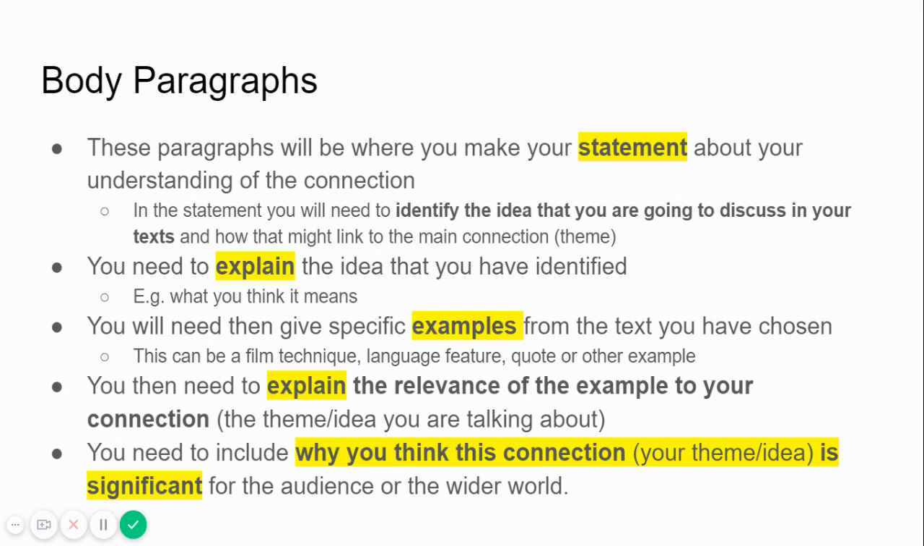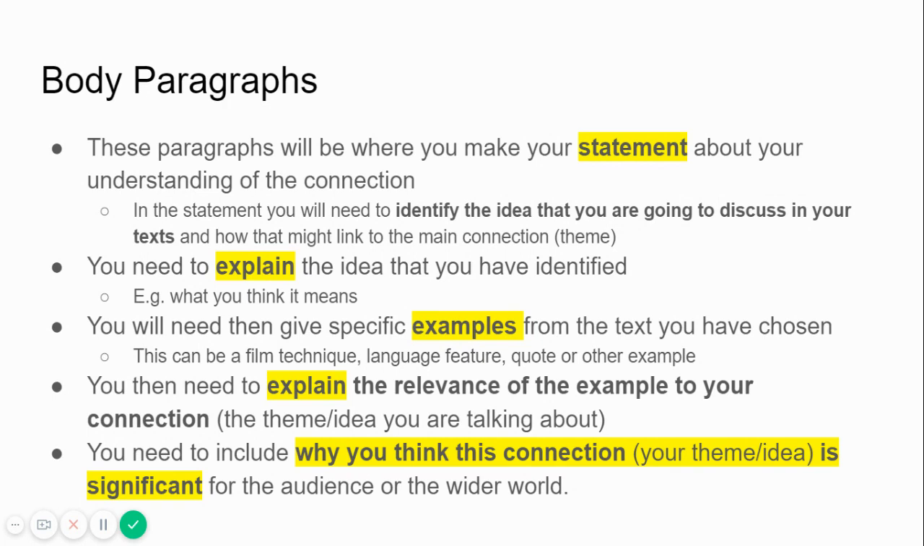So for example, if you've chosen a text that you're going to link to the main connection of unconditional love, but the examples you have from the text have multiple ideas that show unconditional love, you can identify those ideas in the statement in your body paragraph.